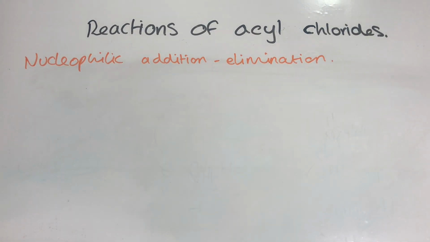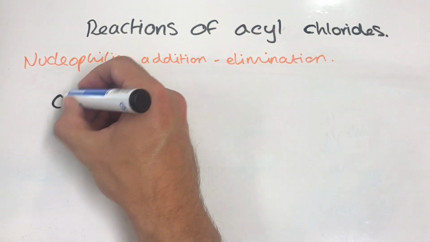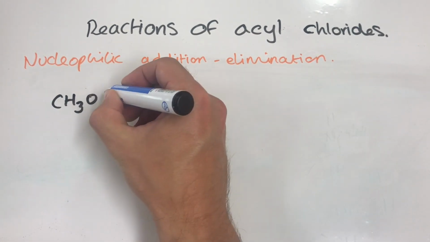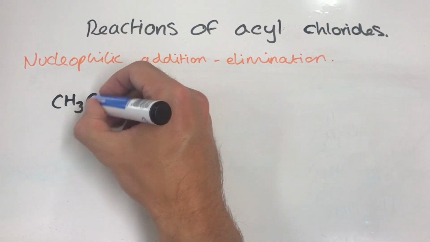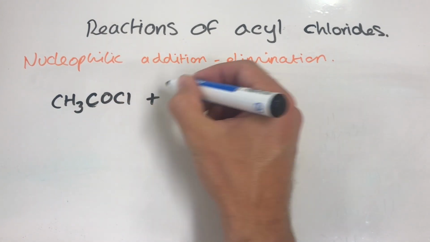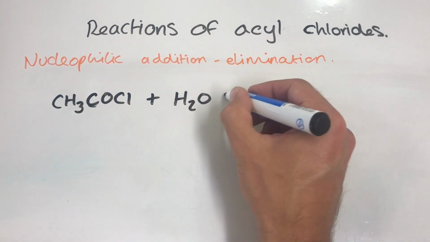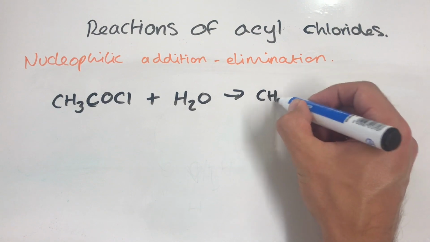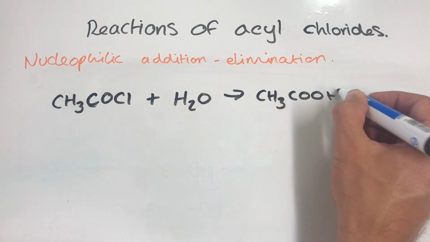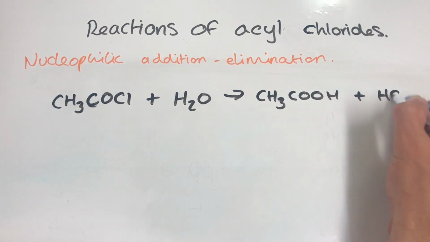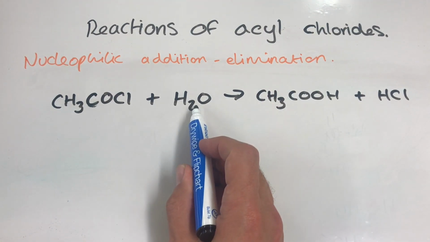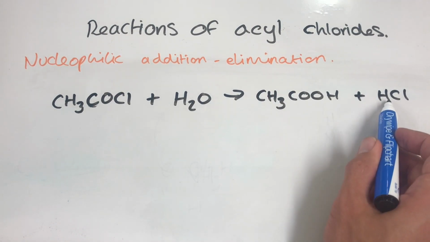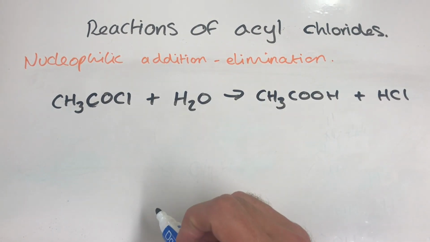Now, I'm going to summarise all these different reactions. I'm going to write equations for the different reactions that we've actually done. Our first reaction was with water: we had ethanoyl chloride reacting with water to make ethanoic acid and hydrogen chloride. So we added in our nucleophile and then we eliminated our hydrogen chloride, our small product.